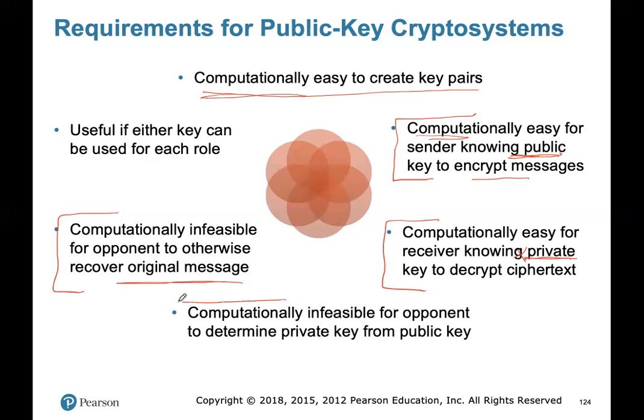Also, it should be computationally difficult or infeasible for the attacker, or the malicious person, to determine the private key from the public key. We will show this in detail later: the public key is something that everybody knows. Everybody has access to the public key, and the private key is the security asset that we should keep secure. So if I'm an attacker and I have access to your public key, it should be computationally infeasible for me to derive your private key.